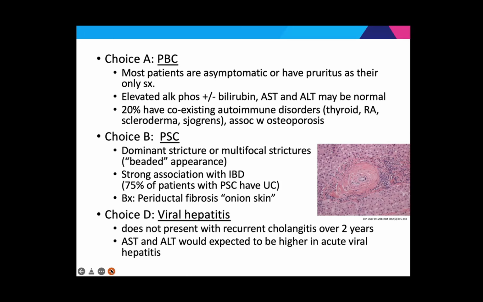PSC, as you know, is a stricturing disease. They present with either a dominant stricture or multifocal strictures of the bile ducts, and that creates a beaded appearance of the biliary tree. That's another keyword in board exams. There's a strong association with ulcerative colitis. About 75% of patients with PSC also have UC. And on histology, because this creates fibrosis, this periductal fibrosis creates an appearance of onion skin. So that's another keyword you'll see for PSC.